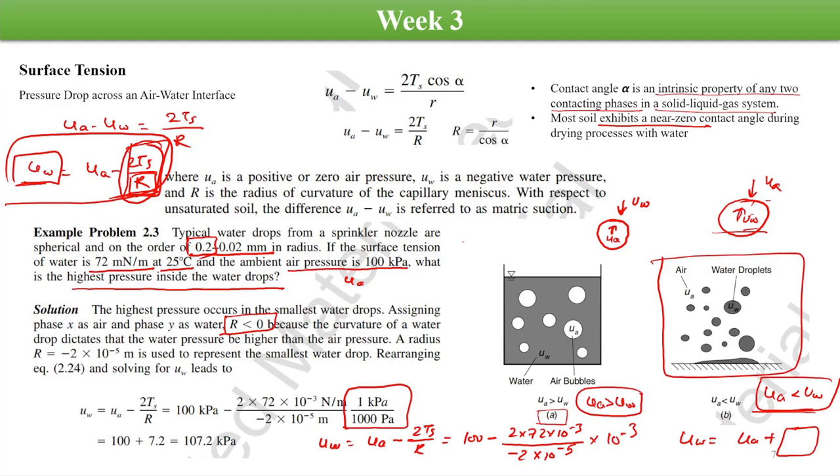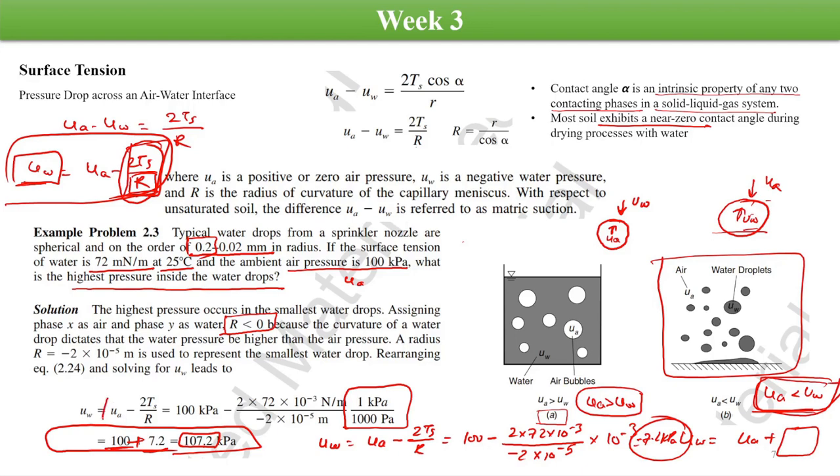For that we need to multiply by 10 to the power minus 3, or 1 by 1000, pascals to kPa. If we solve it here, we'll obtain 2 into 72 into 10 to the power minus 3 in the numerator, 10 to the power minus 5 in the denominator. So it's going to be 7.2 kPa. So the UW will be 100 minus minus 7.2, which is plus 7.2, so it will be 172.2 kPa.